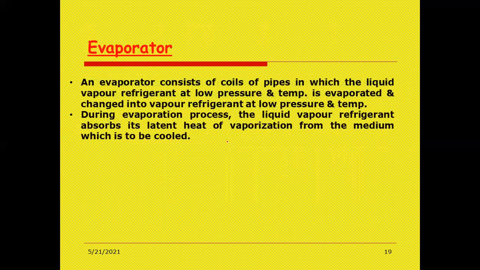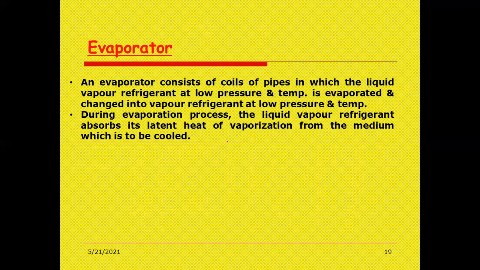Next, what does the evaporator do here? The evaporator consists of coils of pipes in which the liquid refrigerant at low pressure and temperature evaporates and changes into vapor refrigerant at low pressure. So what happens in the evaporator? The refrigerant which is in a liquid state is converted into gaseous form.